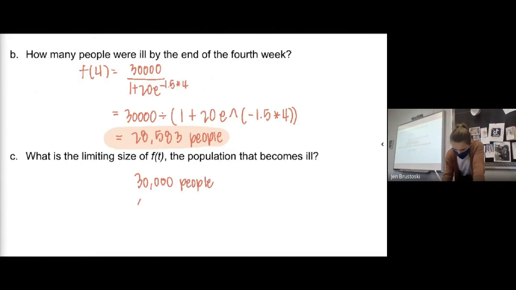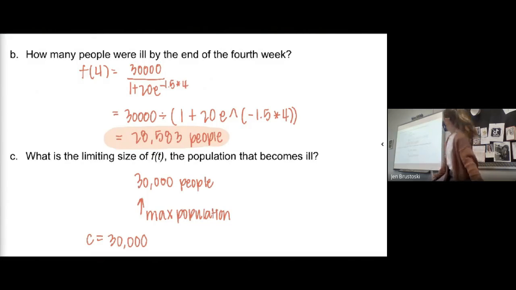30,000 people is the limiting size. And we know that because that's the max population. We can't go any higher than that. And then also note that C is equal to 30,000. Okay, so that numerator right there is always going to be the limiting size. Okie dokie.